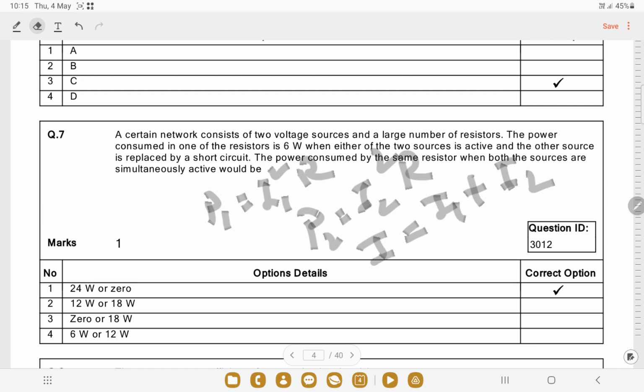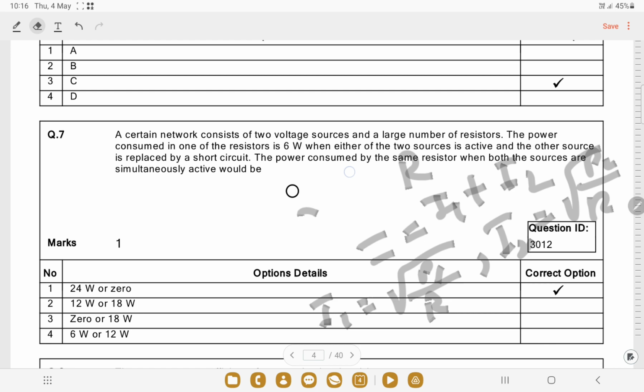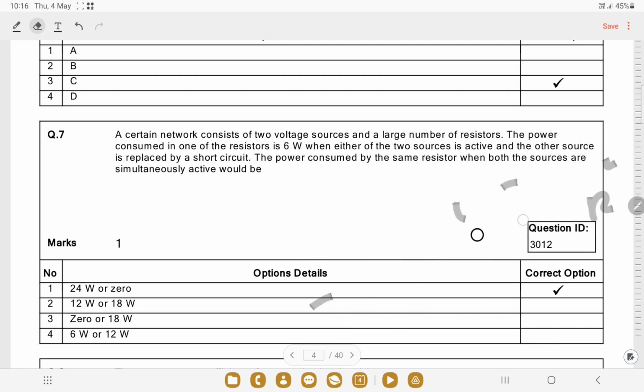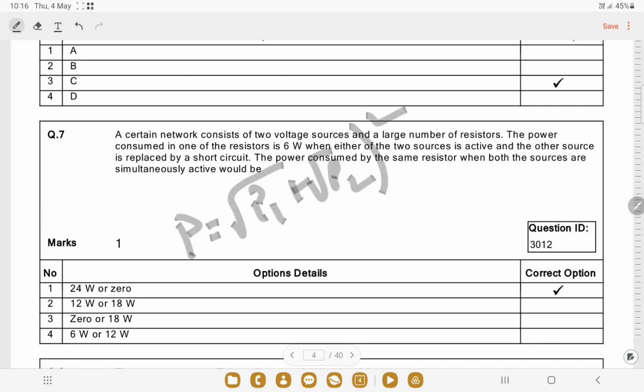Now if we substitute this value, what will we get? We will get I1 equal to root over P1 by R, and I2 equal to root over P2 by R. So now we need to find out the total power consumed. The total power consumed we can find out if we replace these values here. P will be equal to root over P1 plus root over P2, whole square.